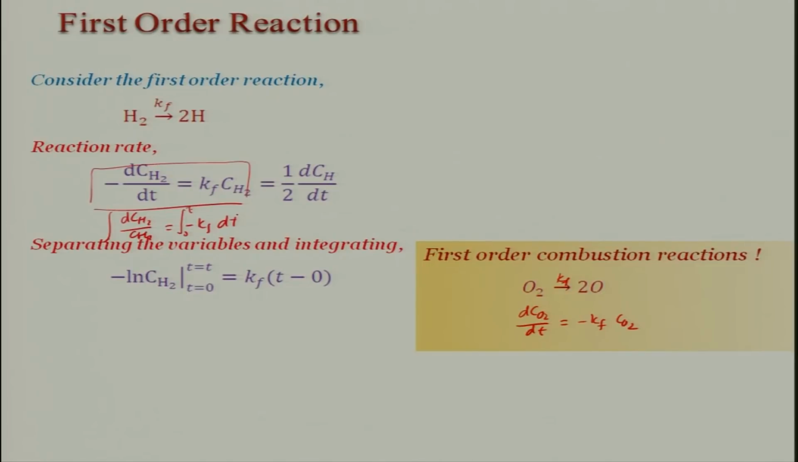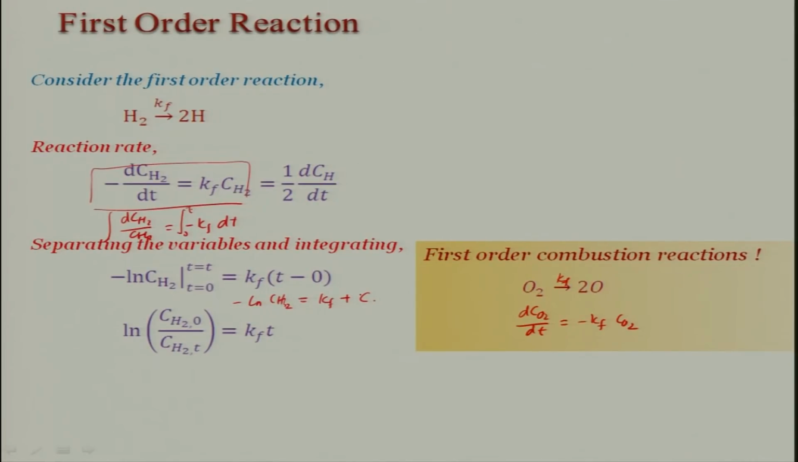So, I will get ln C_H2 from t equal to 0 to t, and Kf t at this thing. Then I can get a relationship ln C_H2 divided by ln C_H2 equals Kf t. Keep in mind that there will be a constant, right. So, in this case, minus ln C_H2 is equal to Kf t plus a constant, right.